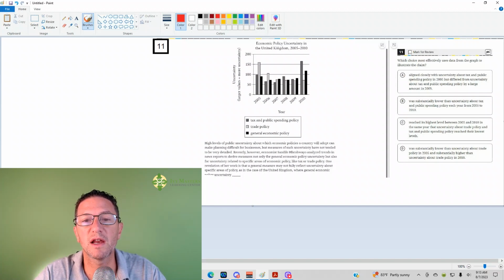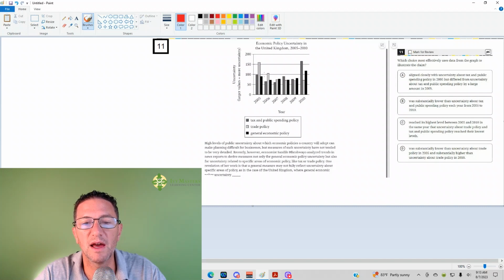So the title, Economic Policy Uncertainty in the United Kingdom from 2005 to 2010. And we've got uncertainty on the y-axis. Of course, larger values would be more uncertainty. And then we've got our legend. It tells us that the dark gray is tax and public spending policy, light gray is trade policy, and the black is general economic policy.